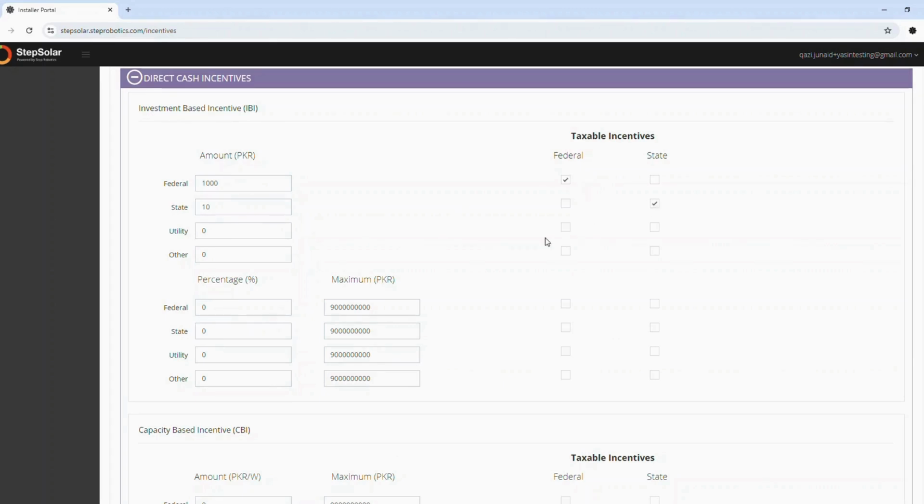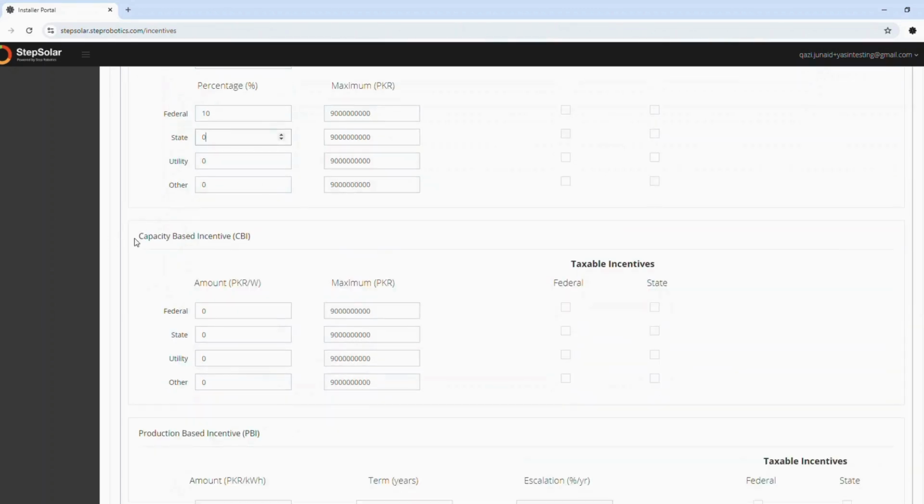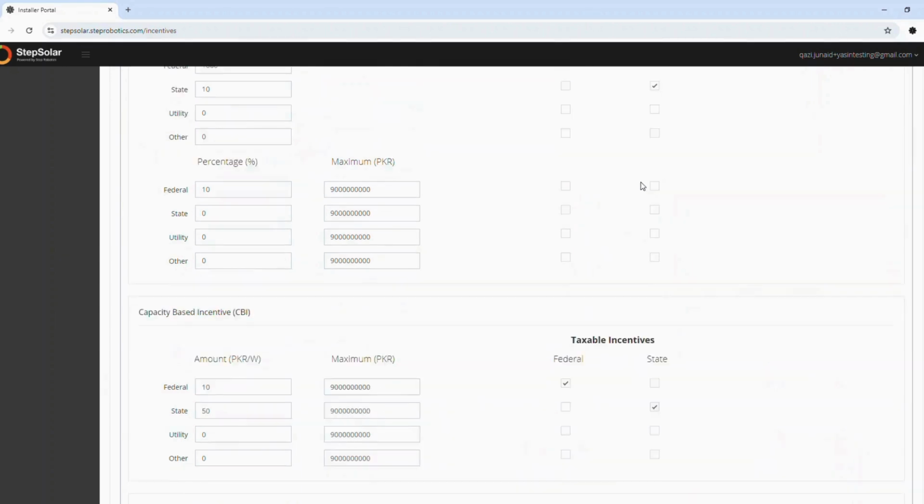Taxable incentives. Indicate if these incentives are taxable by federal or state authorities. Capacity-based incentive, CBI. Amount. Enter the incentive amount in PKR per watt, PKW. This incentive is based on the capacity of the system installed. Taxable incentives. Specify if these incentives are taxable by federal or state authorities.